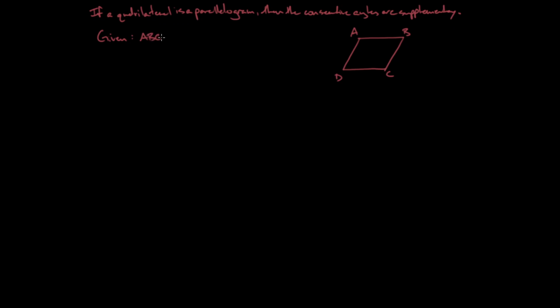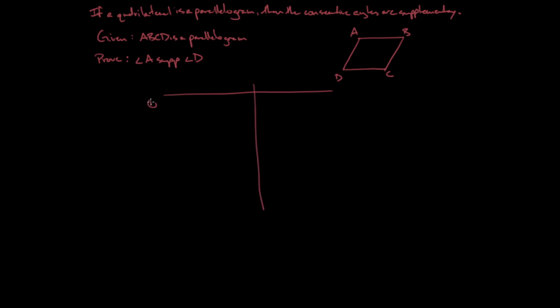So ABCD is a parallelogram. That will be my first given, or my only given. And what I'm trying to prove is, I'm just going to pick a pair here. Let's go with A and D. Angle A is supplementary to angle D. That's my goal. And again, I could have picked any of these, and in reality, I should probably prove this about all of them, but like I said, I'm just going to repeat the same thing over again, so I'm just going to do it one time.